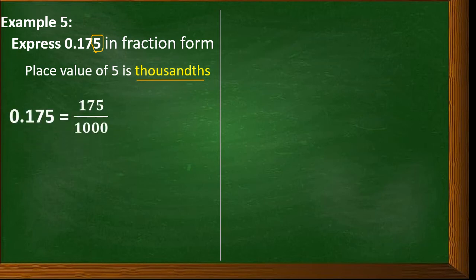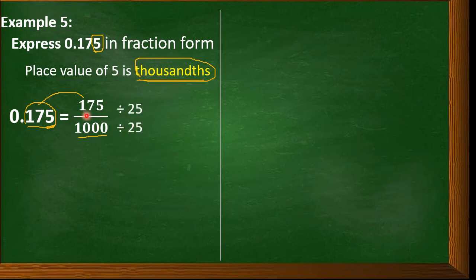So we'll just copy the given 175 thousandths. We copy 175 and write it as our numerator. For the denominator, we'll have 1000 since the place value of 5 is on the thousandths place. Now we have to reduce 175 over 1000 to its lowest term by dividing both the numerator and the denominator by the greatest common factor. And the greatest common factor is 25.